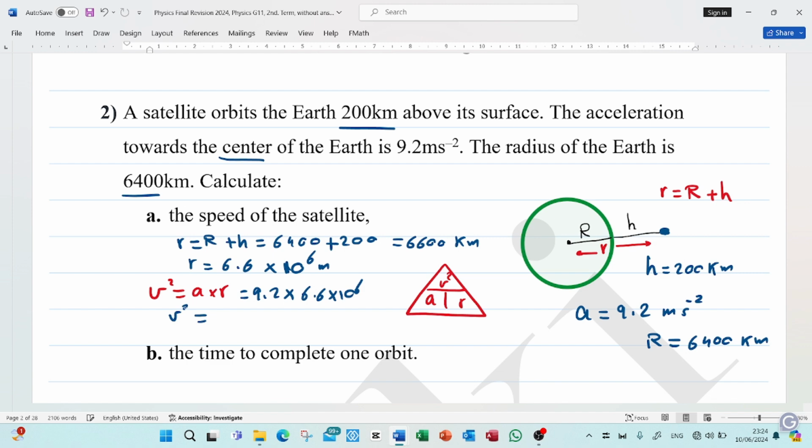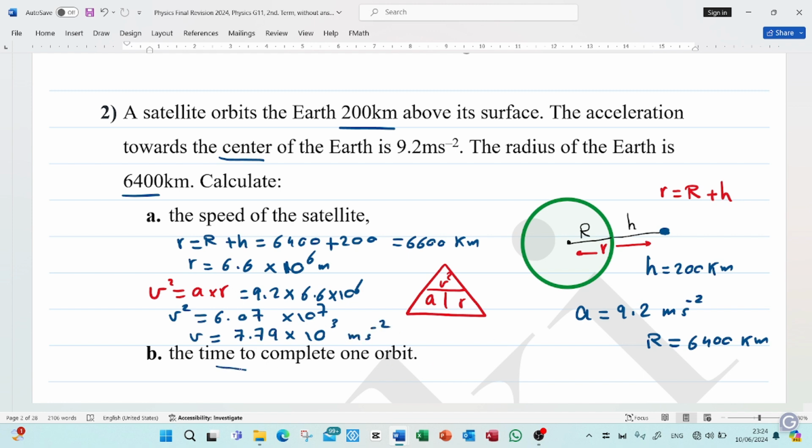So v squared equals 6.07 multiply 10 power 7. Take a square root of the answer. So v equals 7.79 multiply 10 to the power 3. The unit is meter per second.